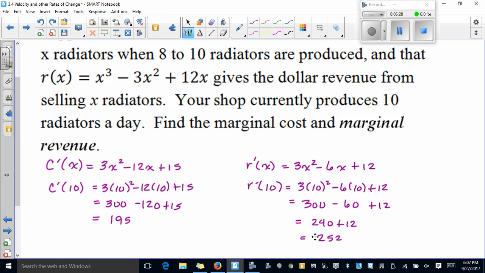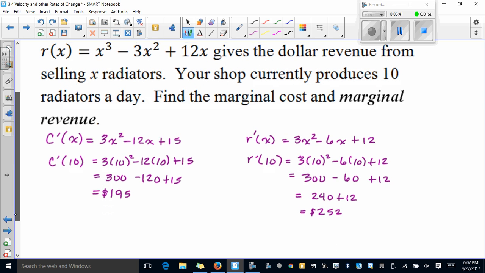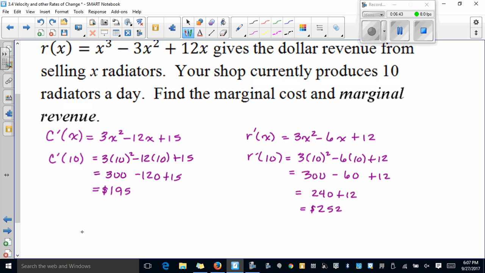Dollars. So this is worth it. Hey, it's going to cost us $195 to build an 11th one, but we're going to get revenue. Marginal revenue is going to be $252. So we can even look at our marginal profit. I know it doesn't ask for it, but it doesn't hurt to look.